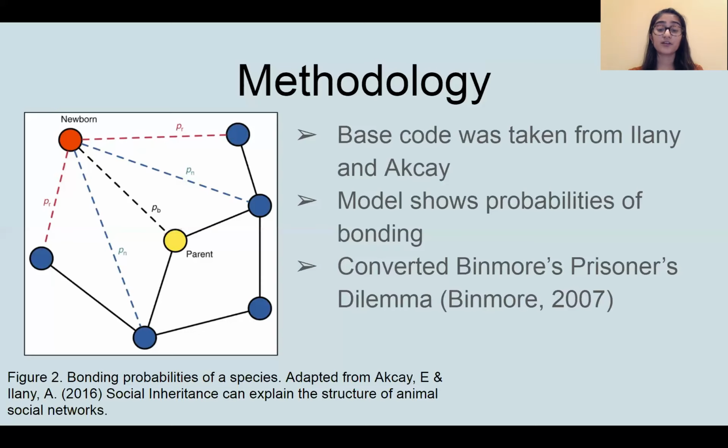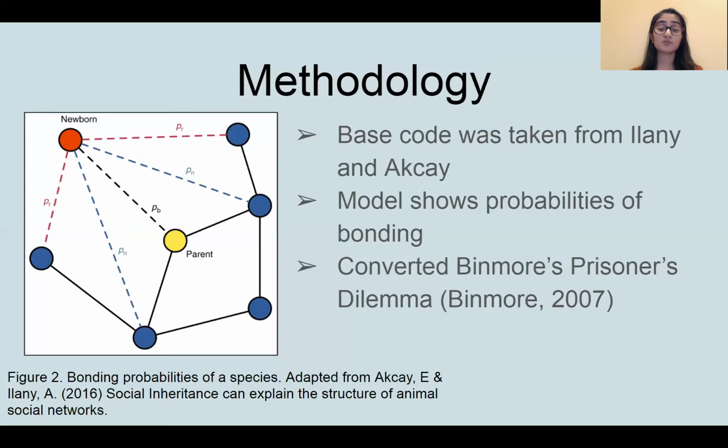Next, I converted Binmore's prisoner's dilemma from JavaScript to Julia. The two codes were integrated by taking the probability values of Ilany and Akçay, and then the outcomes from the prisoner's dilemma were taken from those chances.